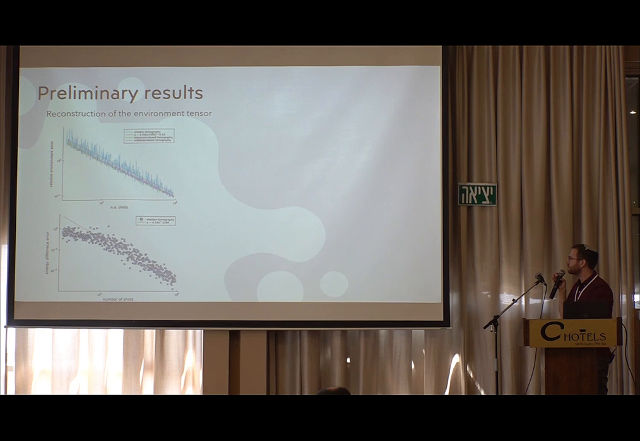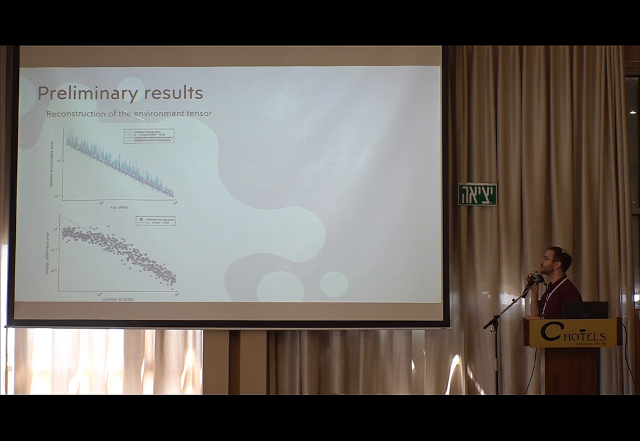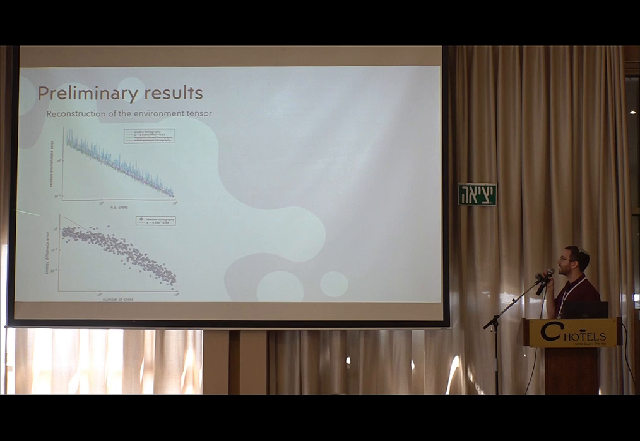And some preliminary results. You can see we have some comparisons between different methods of how well we characterize the environment tensor. These are all in classical simulation of quantum circuits. And you can see that the error goes as the square root of the number of shots, of course. And then we can also plot how accurately we found the optimal replacement of the gate by characterizing the environment tensor. So this goes down linearly, actually.